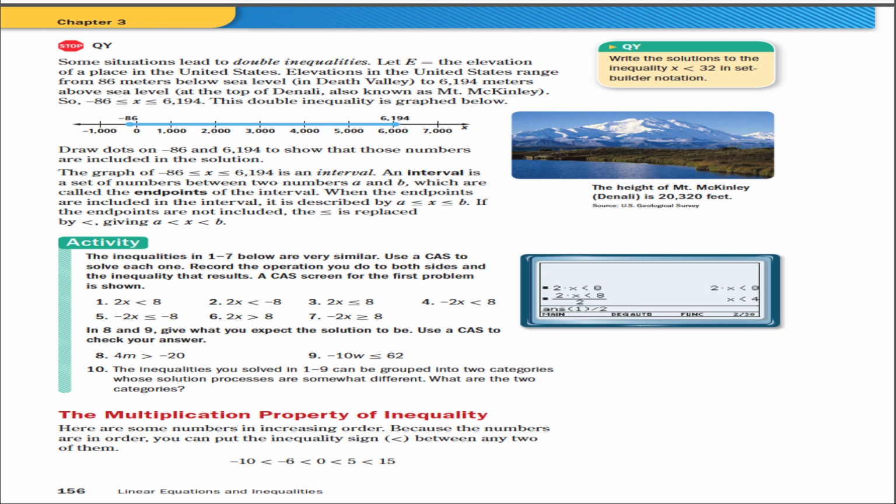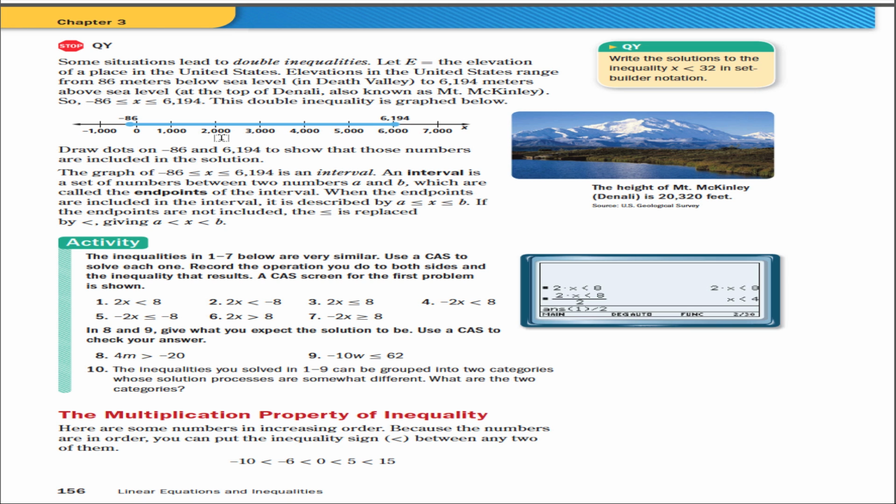Okay, next page, we're talking about things that might lead to double inequalities. A double inequality is an interval. I think you should be used to seeing this when we describe the interval that is the window on your calculator. It might have been -10 to 10, and we would write that as a double inequality.